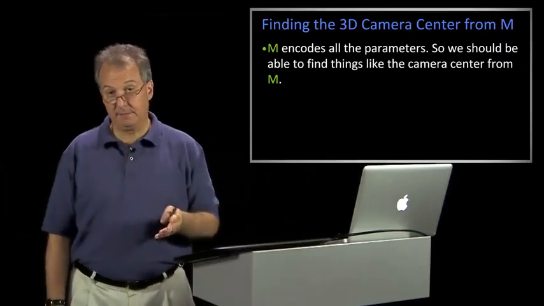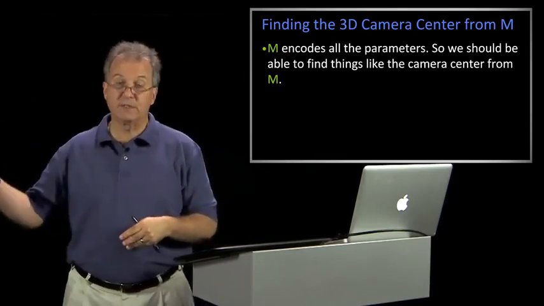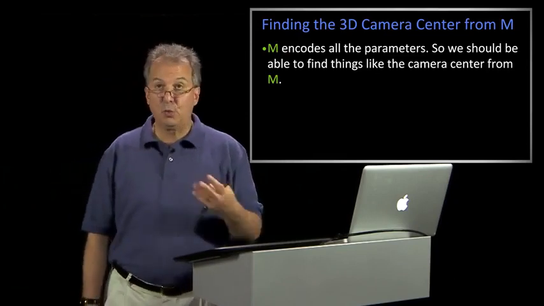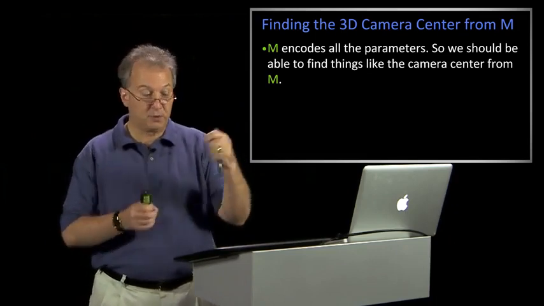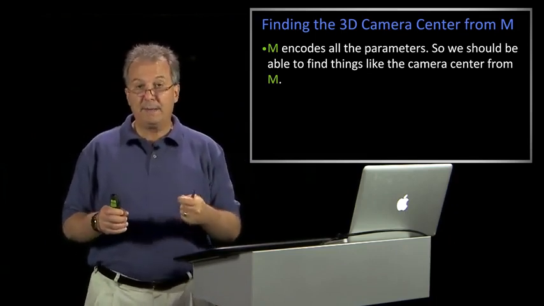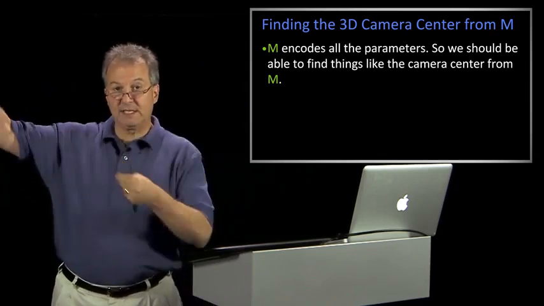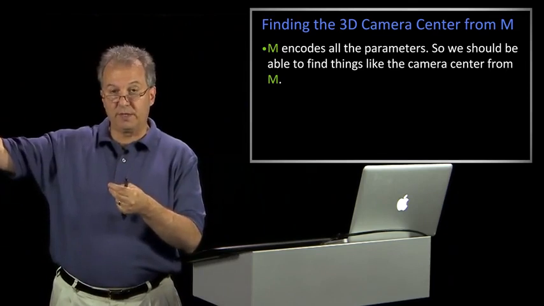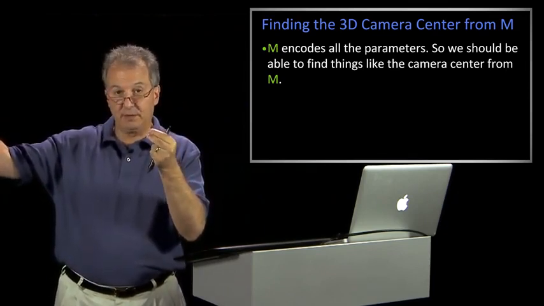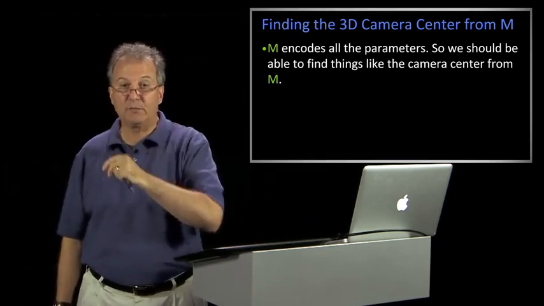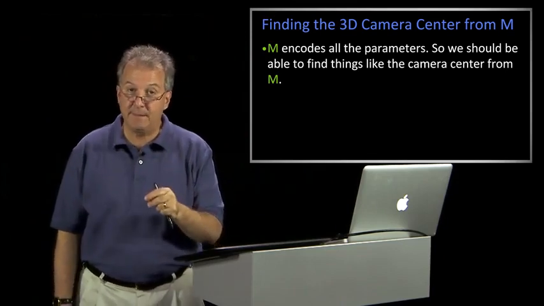So now we have M. Now we know that M encodes all the parameters, the extrinsic parameters and the intrinsics. So we should be able to find things about the camera from M. For example, the focal length, which would be an intrinsic. Or how about the camera center? In order to be able to do the projection, the camera center, remember the translation vector that translates from the world coordinate to the camera center? If we just knew that translational value, that would tell us the location of the camera center in the world coordinate frame. So we should be able to get that directly from the M matrix.